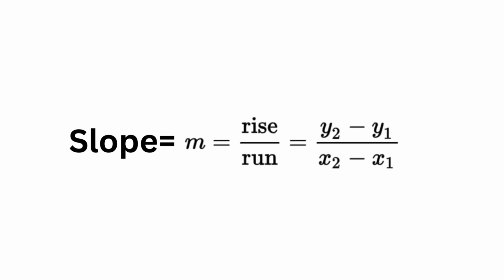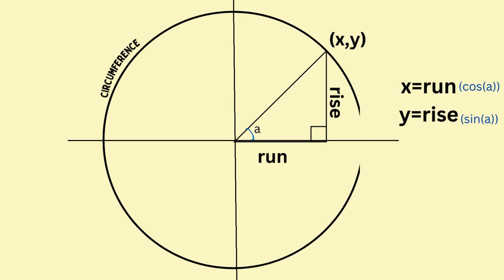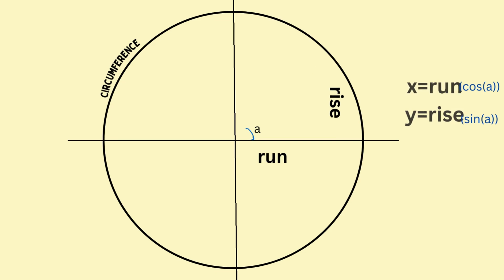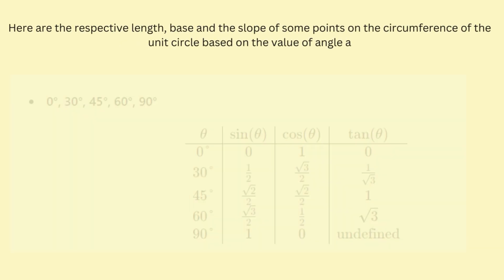With the help of this formula, we can remodify that: rise, which is nothing but the sine function, which is the y coordinate, and run, which is the cos function, which is the x coordinate. And we know that the tan function is the ratio of sine to the cos, which is rise to the run. That means the slope and the tan both are equal to the change in y with respect to the change in x. Therefore, the tan function gives us the slope of every point.